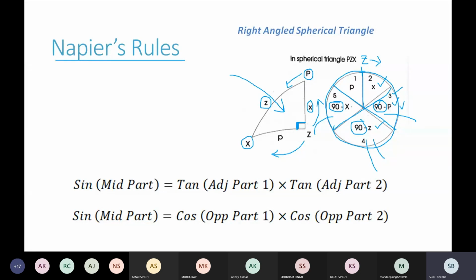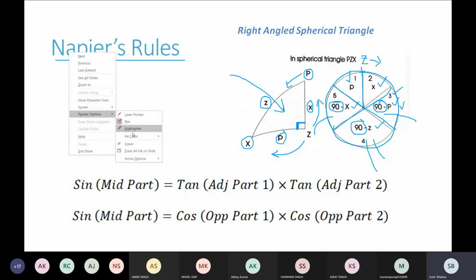So you see in number 5, it is 90 minus capital X. And the next part is side P. So you see we have side P here. And once the triangle is completed, the circular diagram, all parts are also filled up. So this is how we fill up the parts.